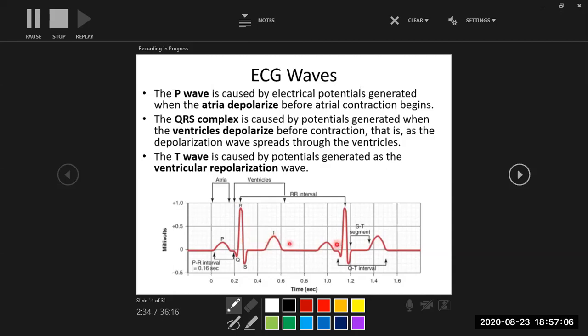So that is something that you need to know. Here, a typical quick question would be, what's the meaning of the P wave? The answer is the atrium depolarization. What's the meaning of the QRS? That's the ventricular depolarization. What's the meaning of the T wave? That is the ventricular repolarization.